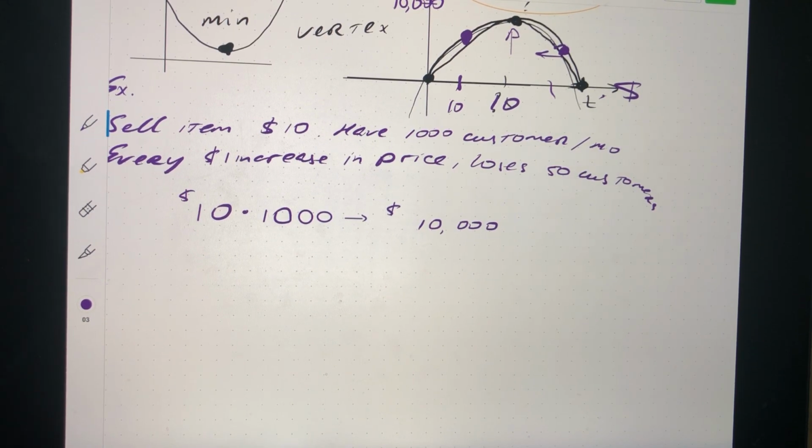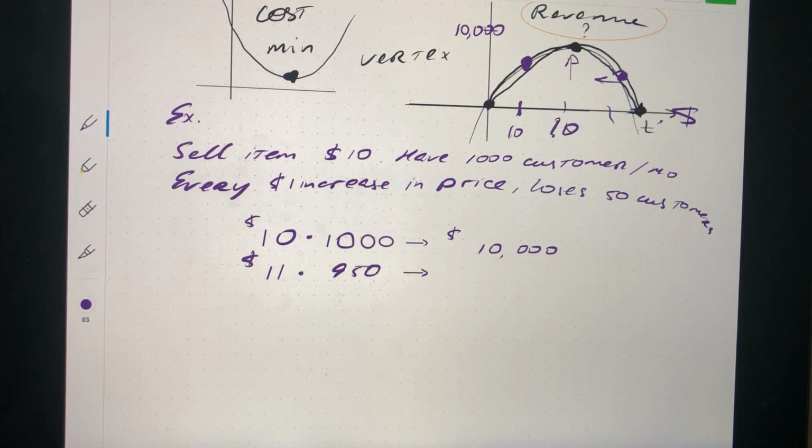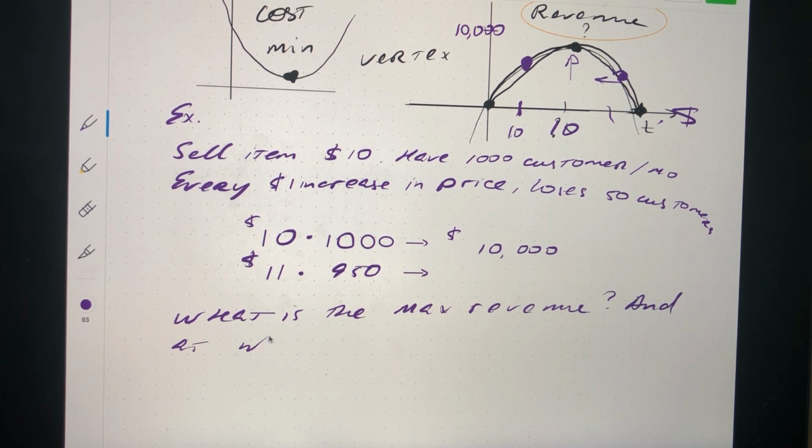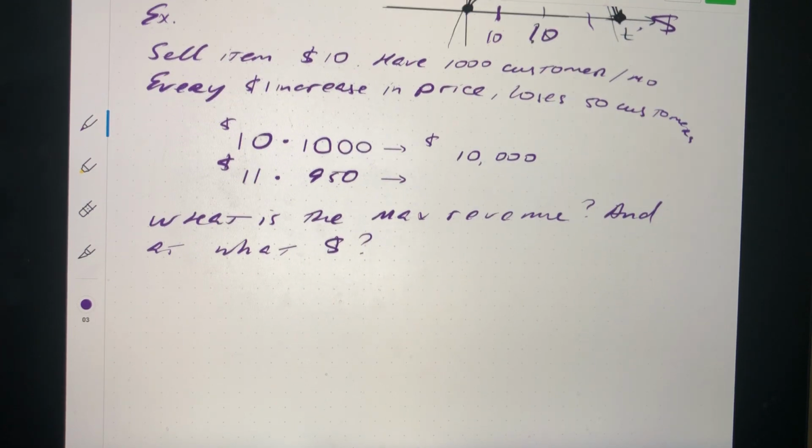If I increase the price by $1, each unit will be sold for 11, but I'll lose 50 people, which means I now have 950 customers. And that would be a different revenue than 10,000. So the question is, what is the maximum revenue and at what price does it occur? So let's have a setup.